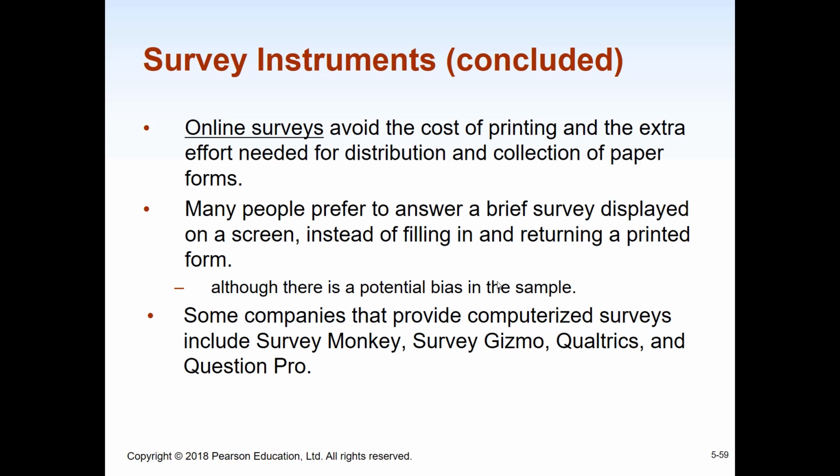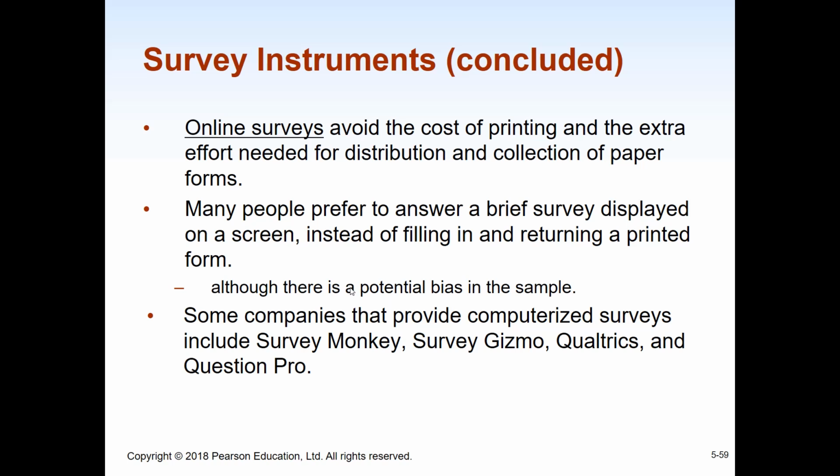Many people prefer to answer a brief survey displayed on a screen instead of filling in and returning a printed form. Although there is a potential bias in the sample, as some sects or some part of the population will be unreachable or difficult to be reached online.